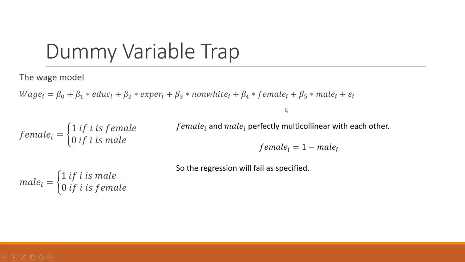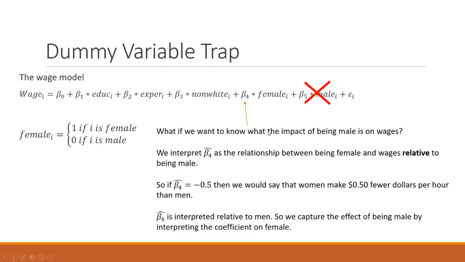You'll have to drop either male or female, or else the regression won't run. And when you run it in Stata, it'll drop it for you. We'll see it a little bit later. So we either have to drop female or male because it will not run if you have perfect multicollinearity.